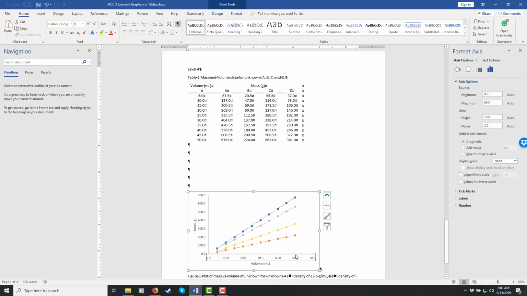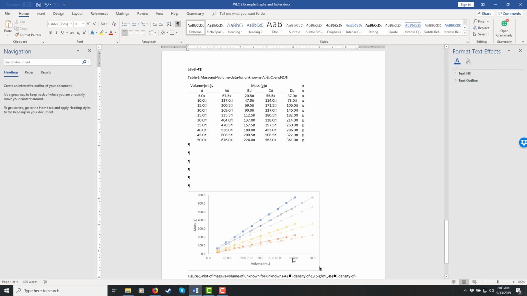Axis options. There we go. Maximum, I'm not going to go over 50 at any point, so there's no reason to go up to 60. So that's going to just allow me to flush out a little bit more of that space. Also, whether or not you go down to 0, that's always a big debate. You don't have to go at 0. I think in this case, I probably would go down to 0. It's not like I'm wasting a lot of white space, but you do not have to go down to 0.